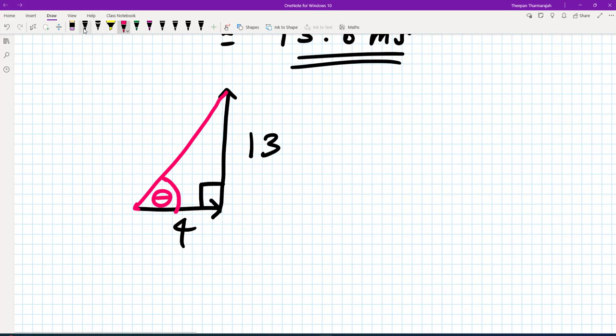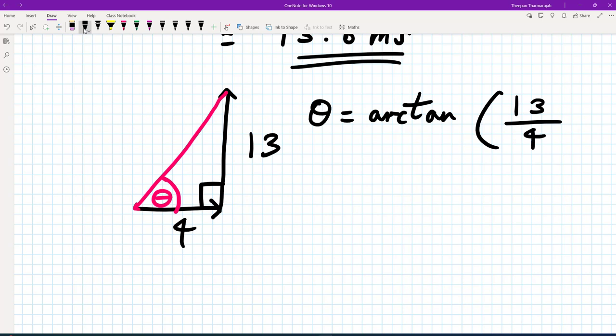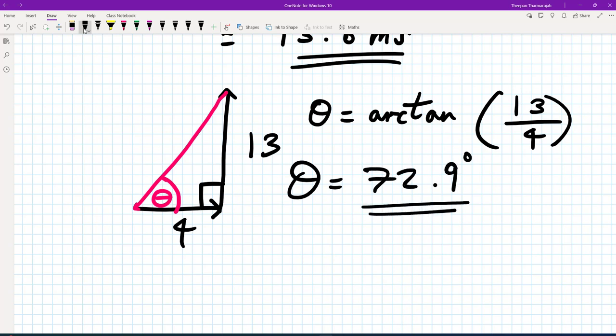So we can say therefore theta is arctan opposite over the adjacent side. So it's 13 over 4. And we're going to round that to 1 decimal place, so we get 72.9 degrees, rounded to 1 decimal place.